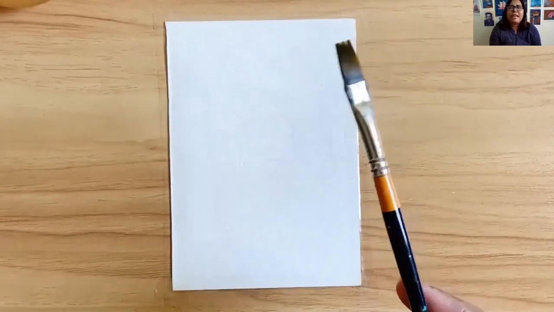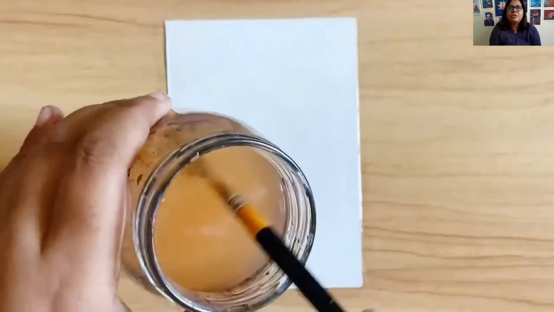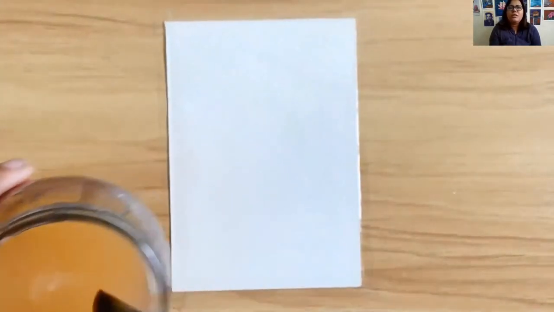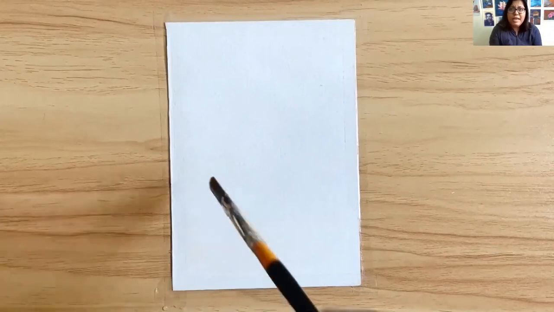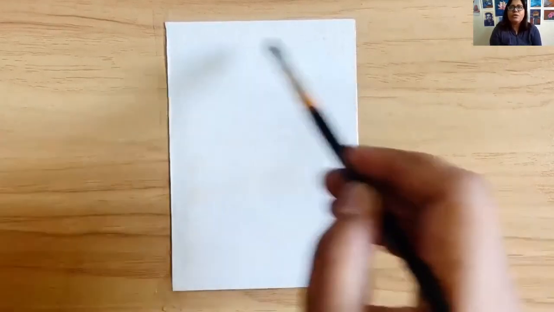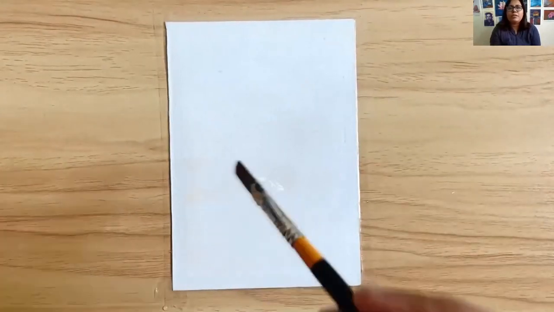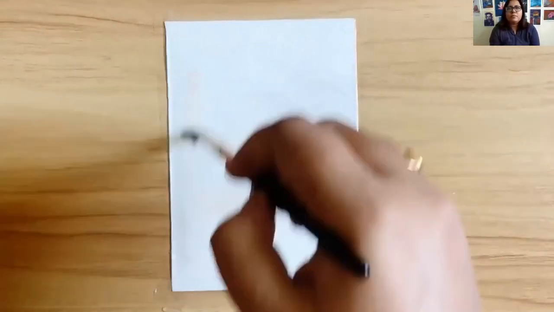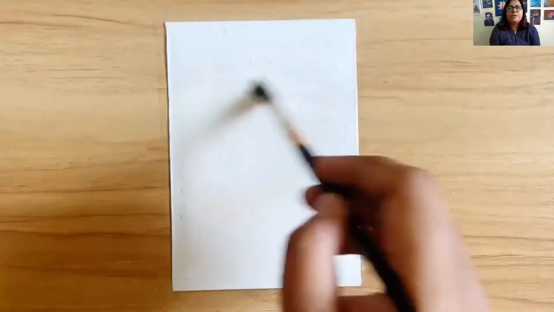Okay, just everybody get ready with your brush, a very nice thick flat brush. Okay, just dip it in the water and just cover all of the surface with water, just the water, okay? I'm not using any color right now. I'm just covering the entire surface with water. That's all. Just simply water. Just cover all of the surface with water.